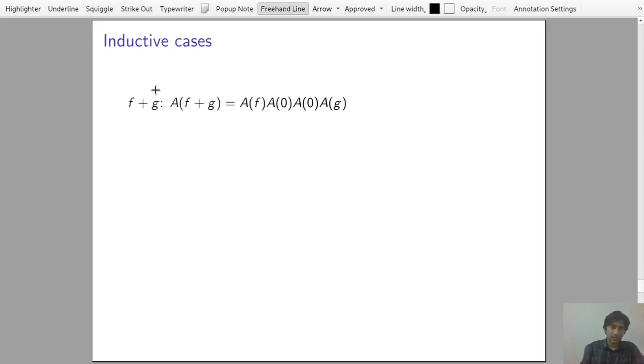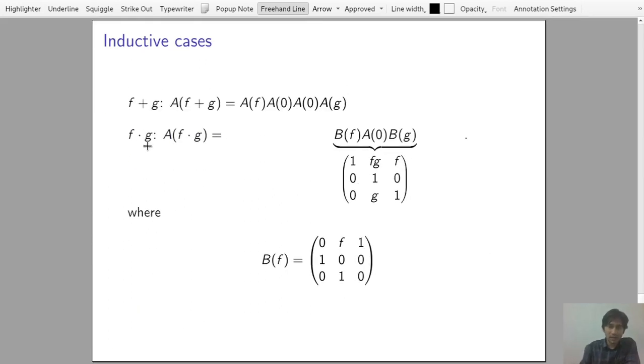Now for the inductive cases, if you want to compute f plus g, then you can compute it as A of f plus g is A of f, A of 0, A of 0, A of g. So you can verify this by writing down these matrices and computing the product, and you will see that this is exactly A of f plus g. For the other inductive case, f times g, we have to work a bit harder.